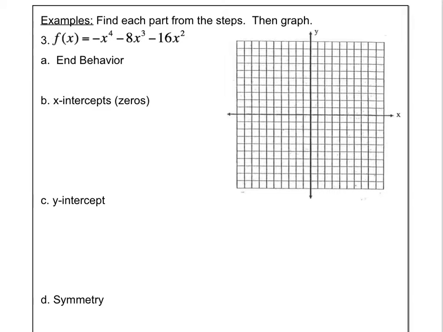It's negative, so what does it make sense that it would be doing if it's negative? It's falling. It's falling on both sides, right? Falls to the left, falls to the right. X-intercept? How do I find the x-intercept? Plug in 0, set it equal to 0.